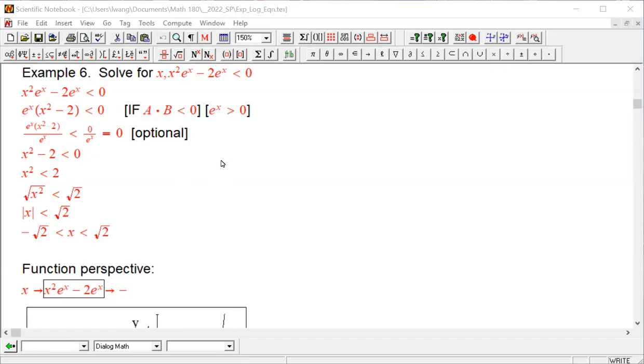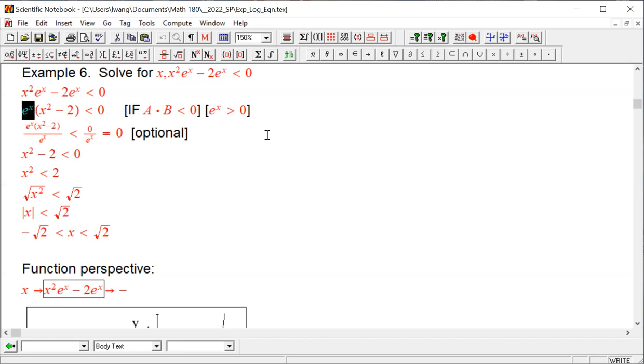All right. In this lesson, we're going to continue to talk about solving exponential and logarithm inequalities. Okay, this one is from your homework. And we start with the algebraic approach. We're going to factor out e to the power x, right?